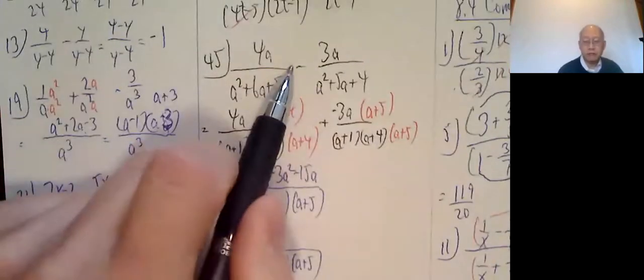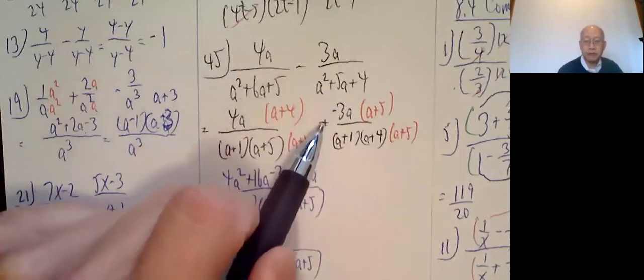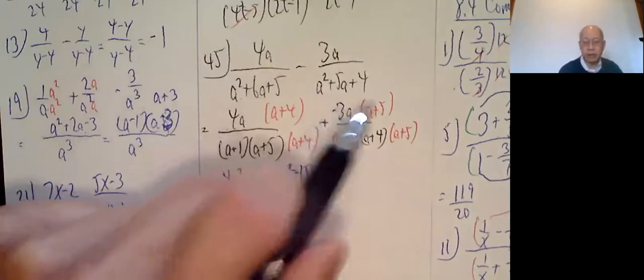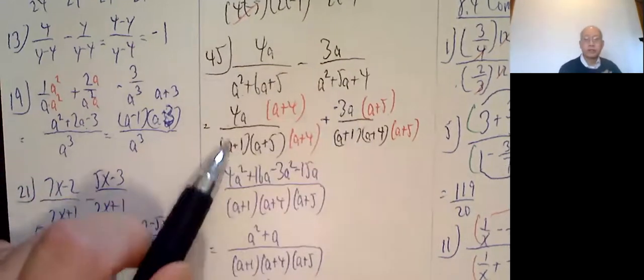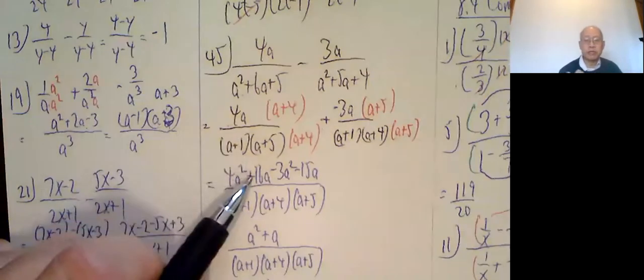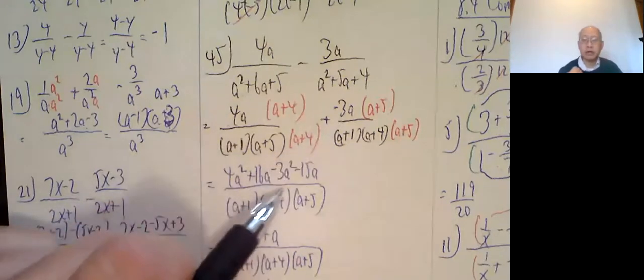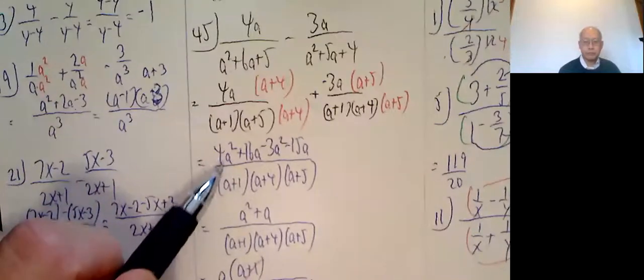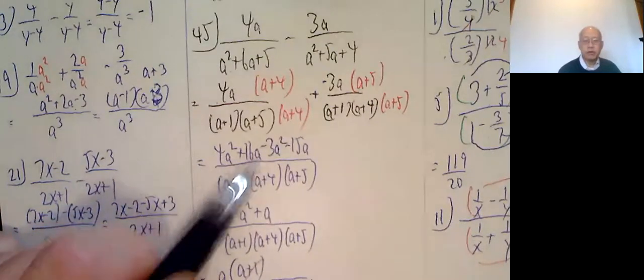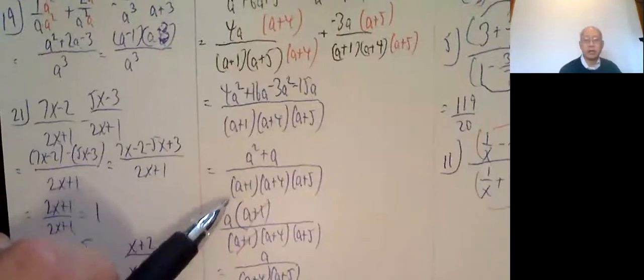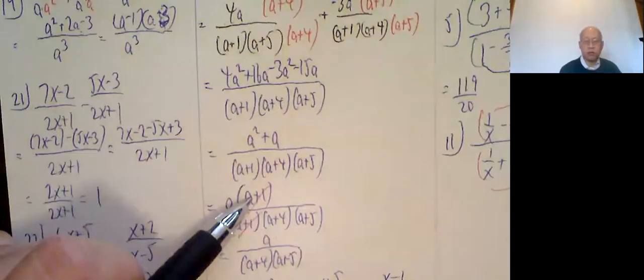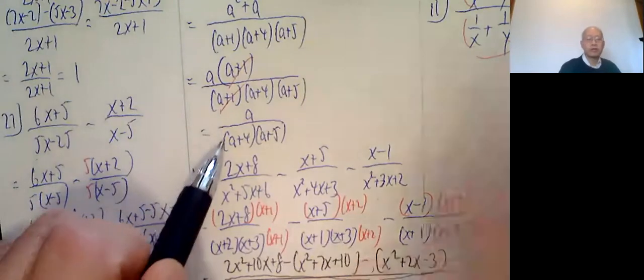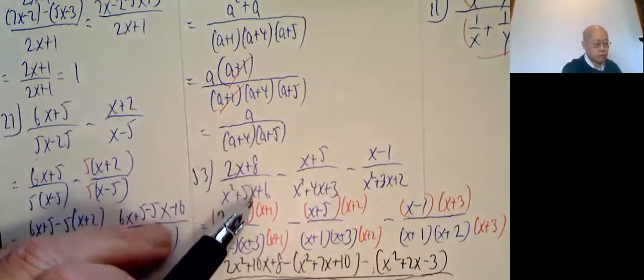5. Okay, even though it's minus, I often prefer to think of it as plus negative. That way you remember to distribute over here. So the top is 4a squared plus 16 minus 3a squared minus 15a. And there's my common denominator. This becomes a squared plus a on the top. Factor it: a times a plus 1. A plus 1 cancels out. Final answer, a over a plus 4 times a plus 5.